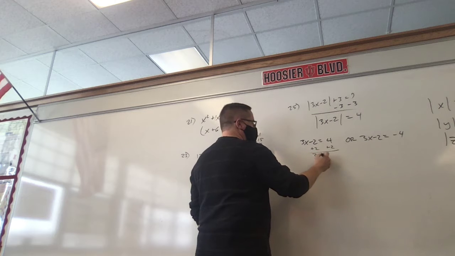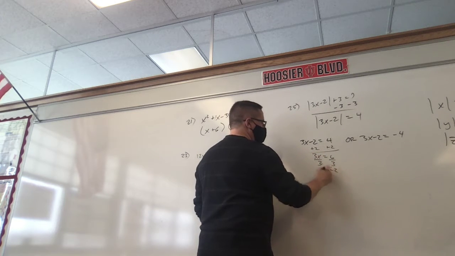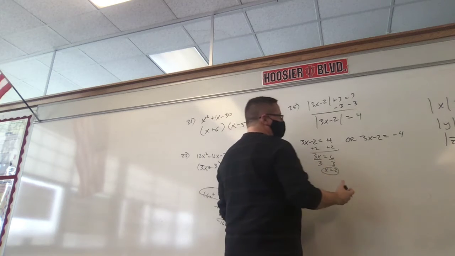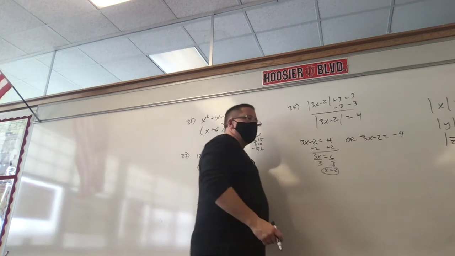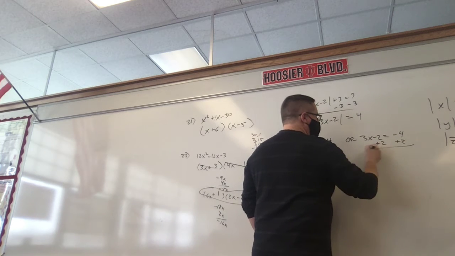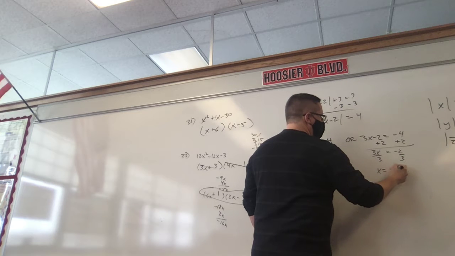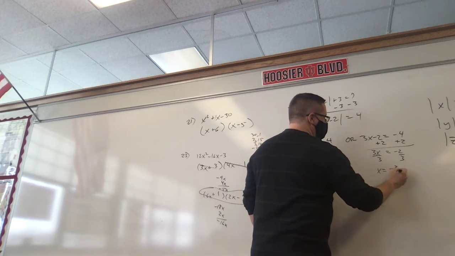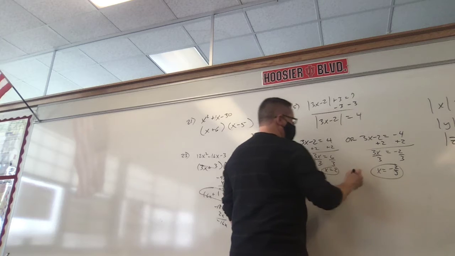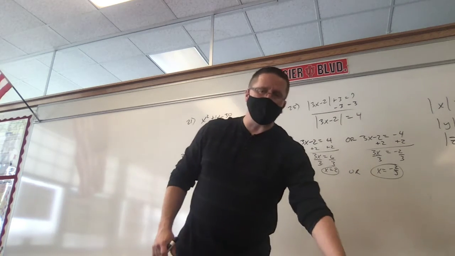So 3x is 4 plus 2, which is 6. Divide by 3. x is 6 divided by 3, which is 2. And be careful. Some students say, oh, the answer is 2, and then the other answer is going to be negative 2. Not necessarily. If we add 2 here, negative 4 plus 2 is negative 2. Divide by 3. So the answer is negative 2/3. So negative 2/3 or 2. And there are 2 answers, and you need both answers.